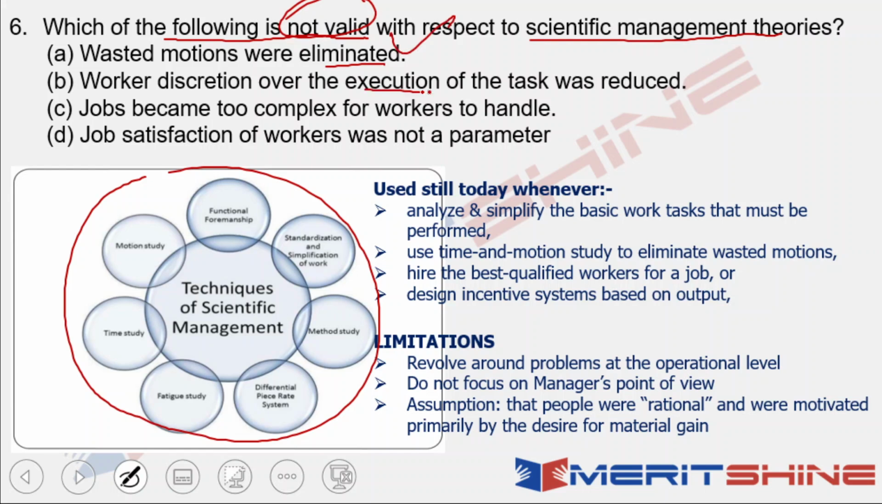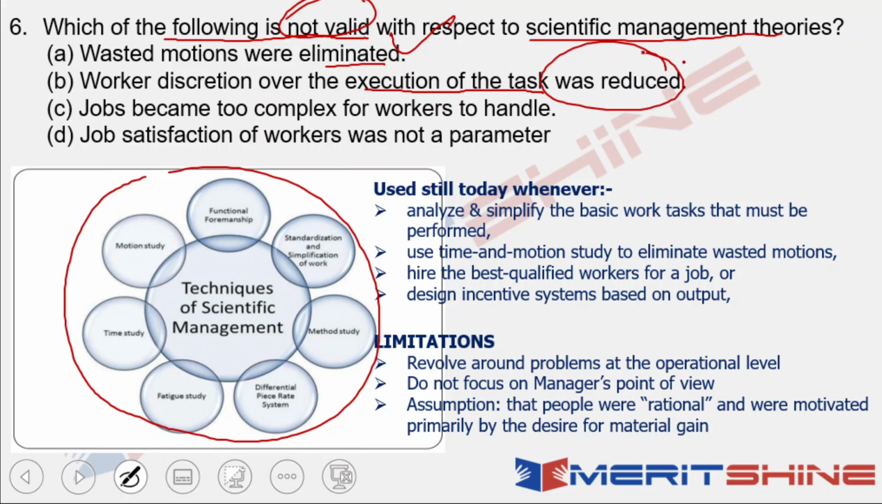Worker discretion over the execution of the task was reduced. Yeah, that was reduced, because you will have to infer from the kind of theory the scientific management theory is. Scientific management theory is about the way we approach the organization's tasks from a top-down angle. So workers do not have any say in that.